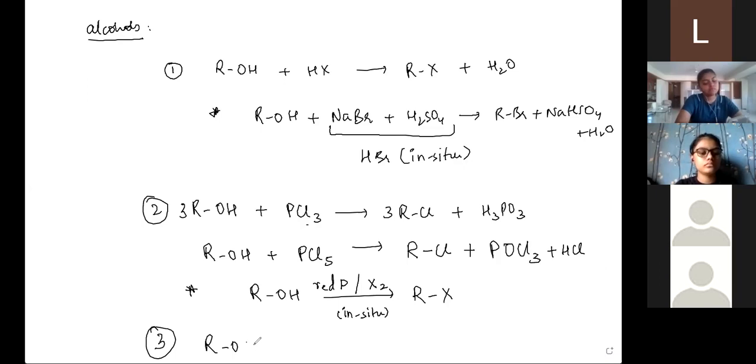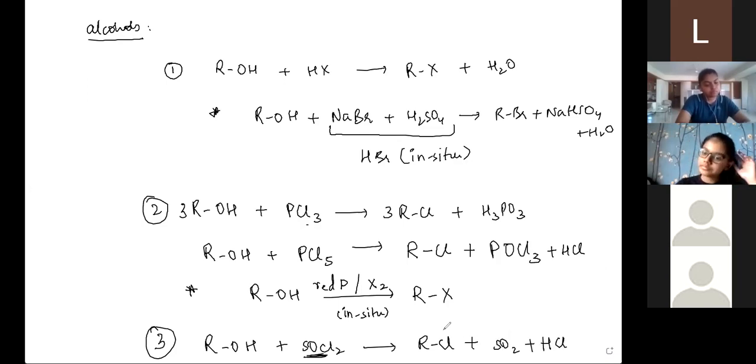So this is one step, straightforward, one reaction. ROH plus SOCl2, this is thionyl chloride, gives RCl plus SO2 plus HCl. So usually the favorite question related to this is, which is the most preferred method of preparing haloalkanes and why?